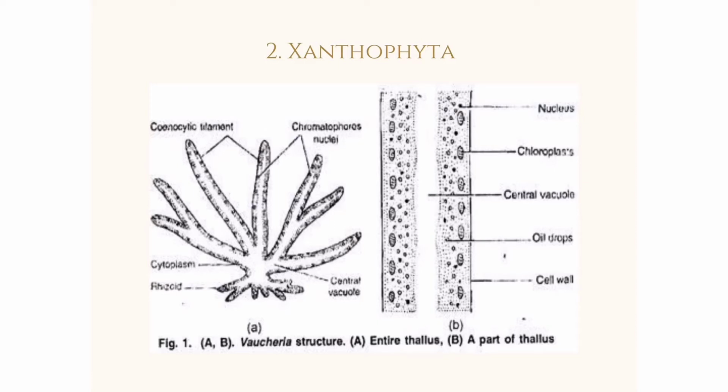The pigments are located in discoid chromatophores and consist of chlorophyll A, chlorophyll E, beta-carotene, and xanthophylls. Chlorophyll B is absent. The dominant pigment is xanthophyll, the diadinoxanthin, which provides the cell its characteristic yellow-green color. Sexual reproduction is rare, and it is generally of isogamous type, found among the siphonaceous forms like Vaucheria.